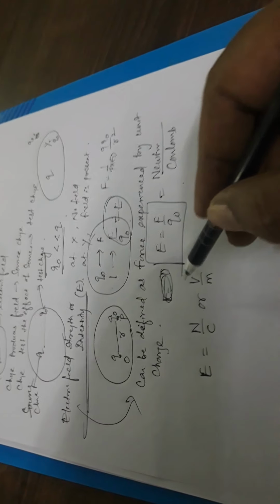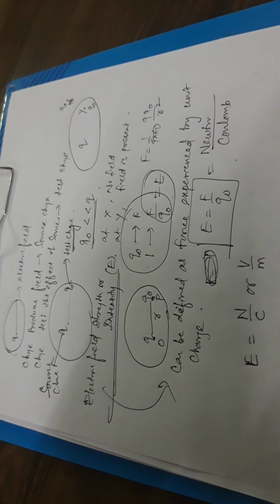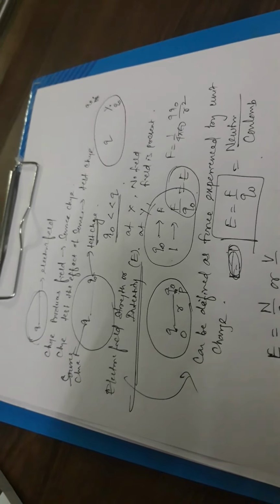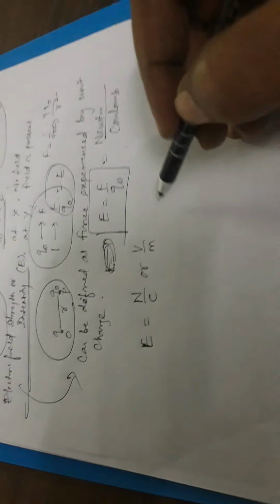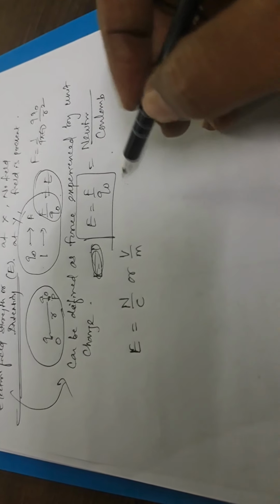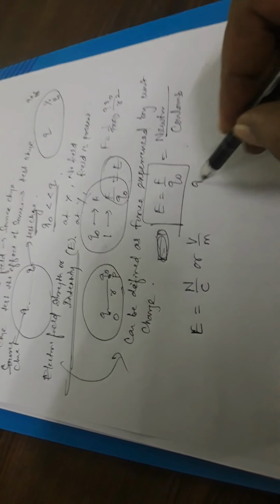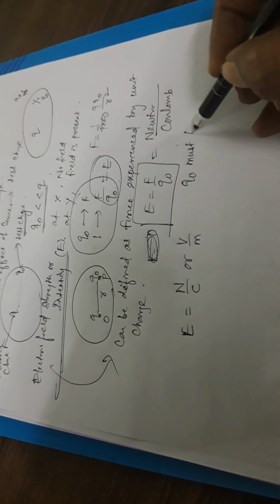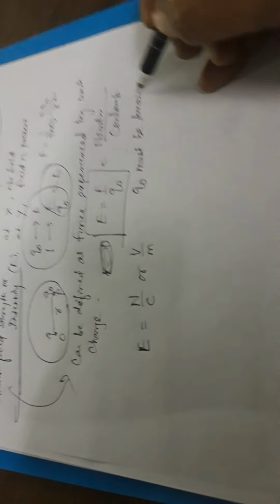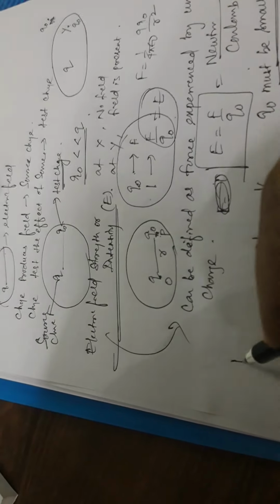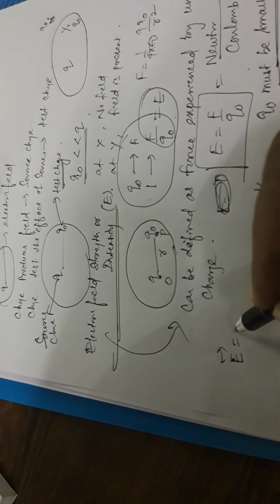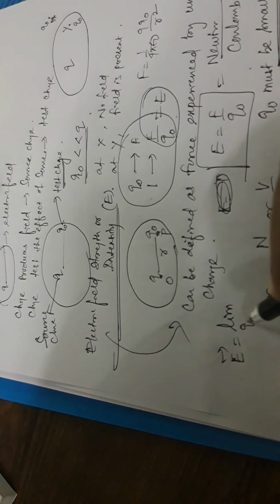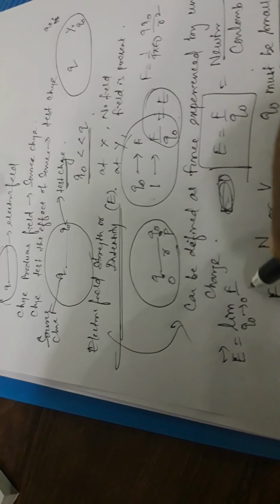Clear? Now to measure the electric field intensity at any point inside the electric field, the magnitude of the test charge should be small, as I said. So Q0 must be small, as small as possible. That's why in the limiting condition it is written that electric field is equal to limit Q0 tends to 0 F upon Q0.